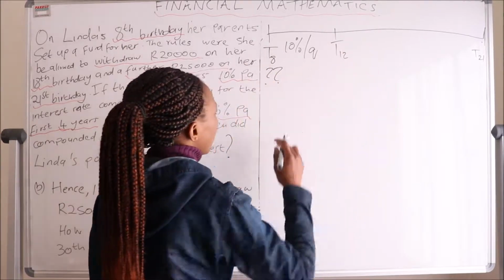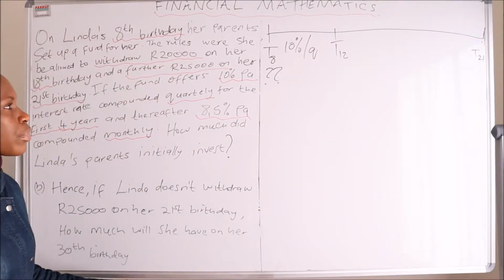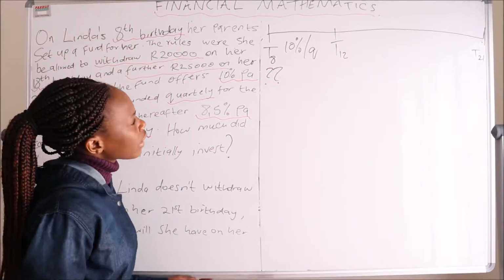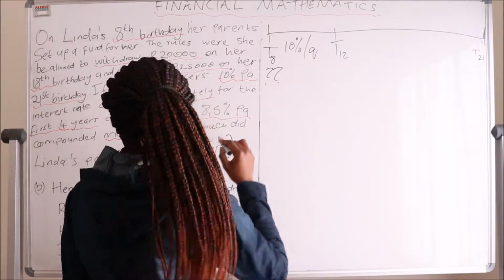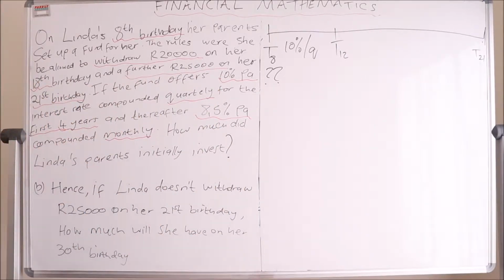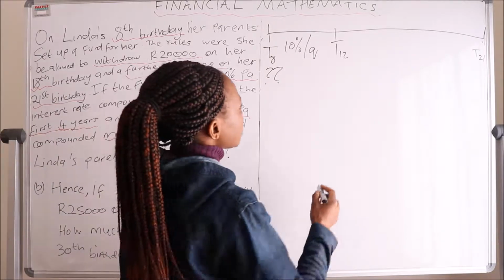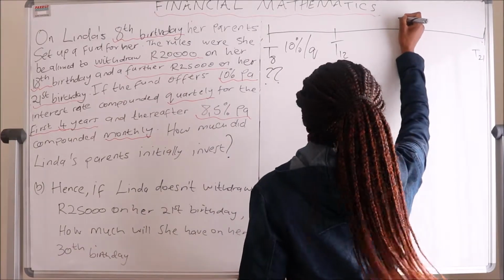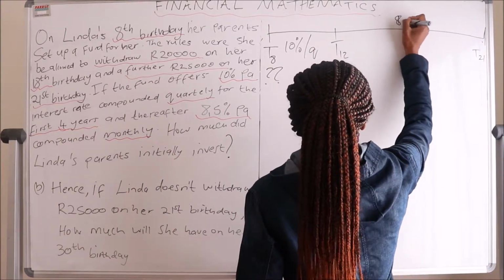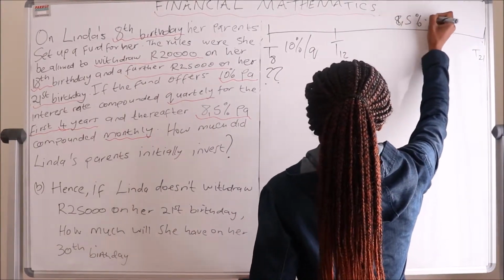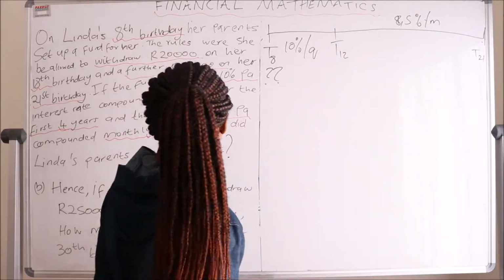Remember that this account didn't start from year 0, but on the 8th year, so it will be up to T12 because we are adding the first 4 years. And thereafter it was 8.5% per annum compounded monthly. So from T12 to T21 we find 8.5%, compounded monthly. This time it is monthly.